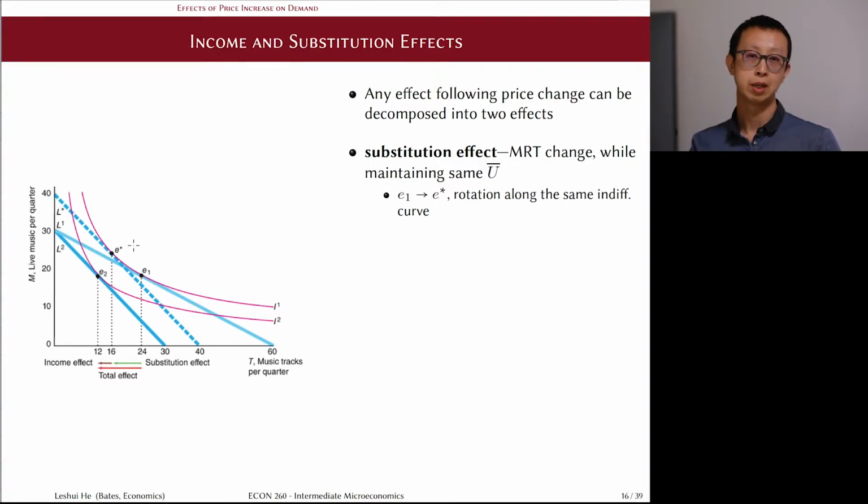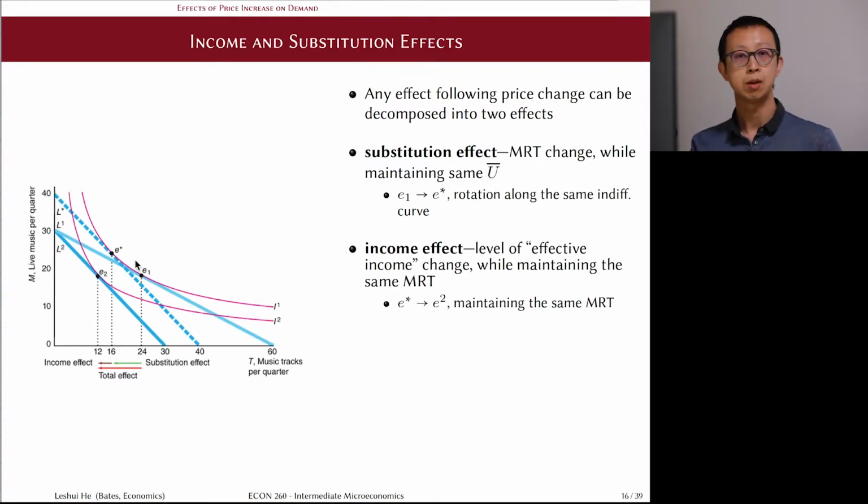You might have also realized that the change from E1 to E star is entirely a result of an expenditure minimization problem. So the change in demands from the coordinates at E1 to the coordinates at E star are effectively changes in the Hicksian demand function. We will come back to this point a little bit later.